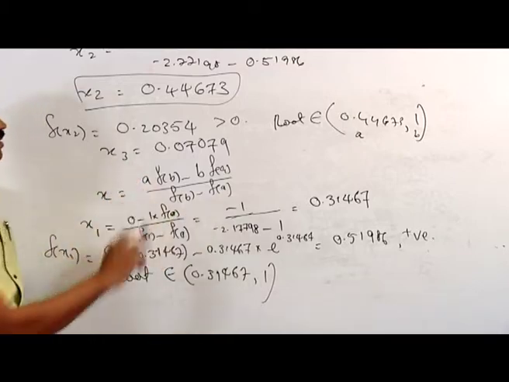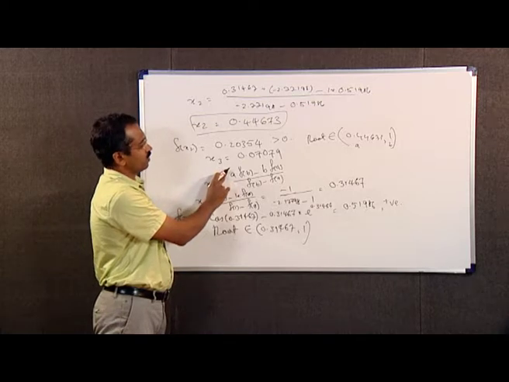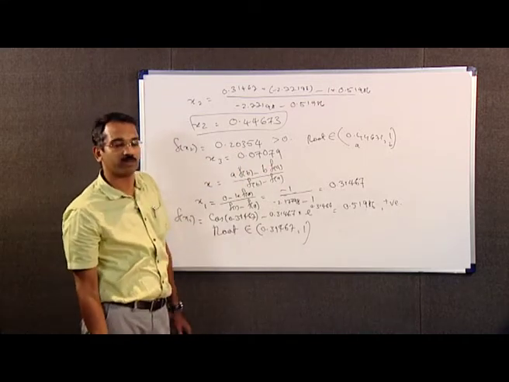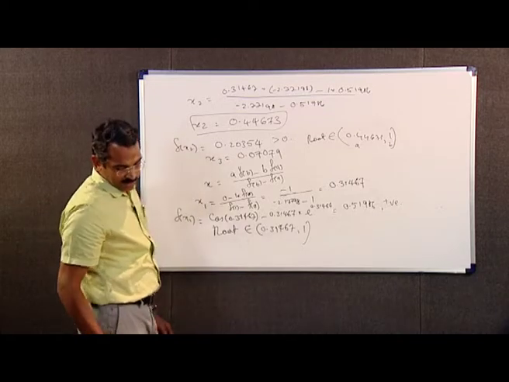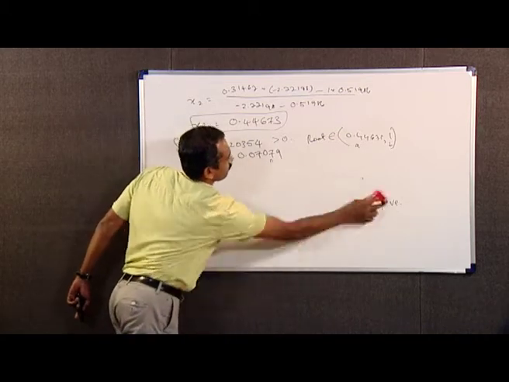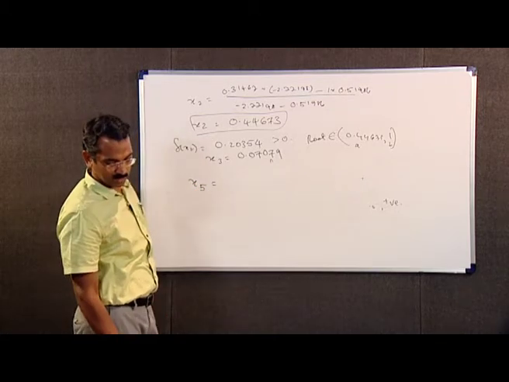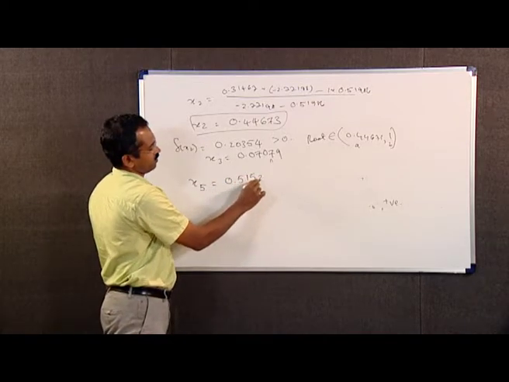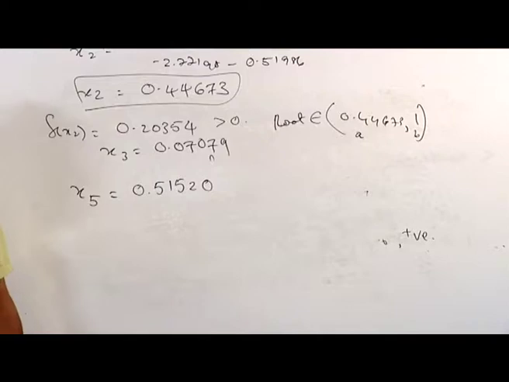0.07079 is the third approximation of the actual root. Now, we evaluate f of x3 and find out the next interval of approximation and proceed like this. After the fifth iteration, we will get x5 equal to 0.51520, and we evaluate f of x5 and find the next interval of approximation.